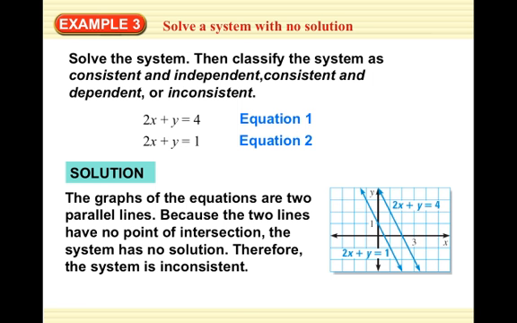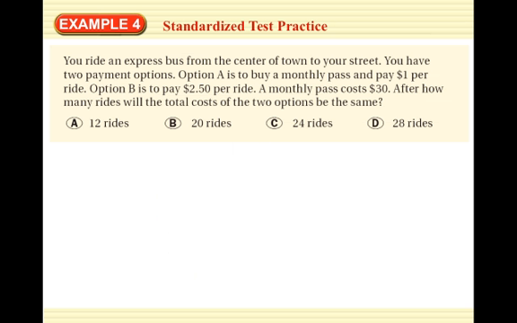We're going to focus on the fact that there is no solution. There is no ordered pair (x, y) that satisfies both of these equations at the same time. It just can't be done. All right, let's look at example 4.